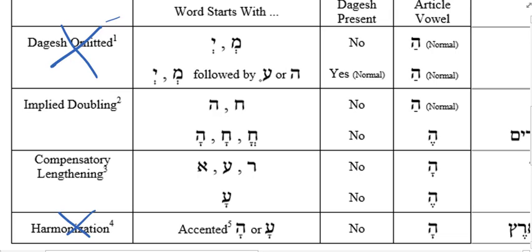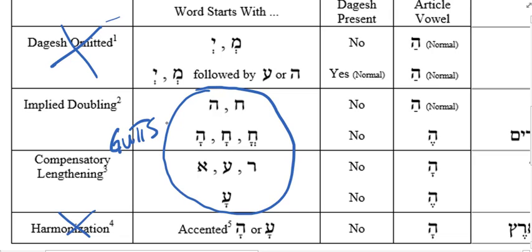What kind of consonants are we seeing right here? If we're adding an article to a word that starts with any of these consonants, what are those consonants called? Yes, those are all guts, right? And did you notice that on the third column, it's asking, is the dagesh present? The answer is always no, right? Because you can never put a dagesh forte in a guttural, right? You'll always be missing it.